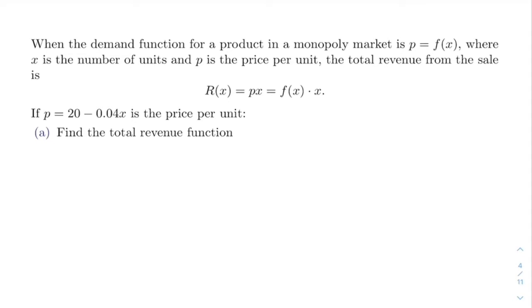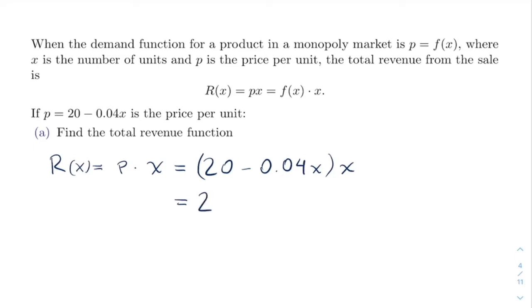So let's start by computing the total revenue function. Remember, the revenue function will be the price times the number of units you sell. In this case, the price is given by the function 20 minus 0.04x, and we're going to multiply all that by x. So in the end, the revenue function will be equal to 20x minus 0.04x squared. So this is our total revenue function.